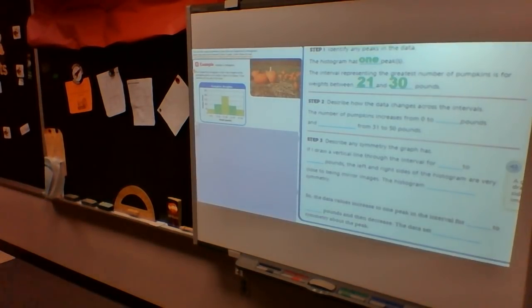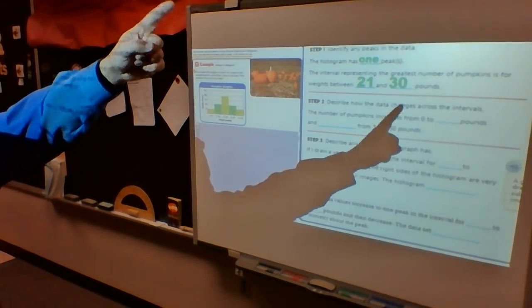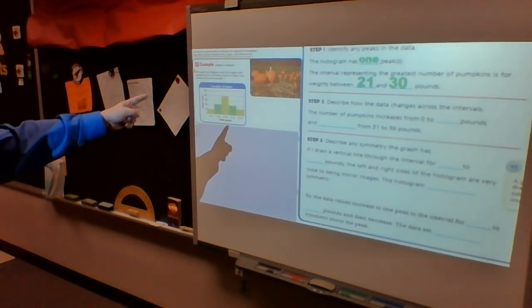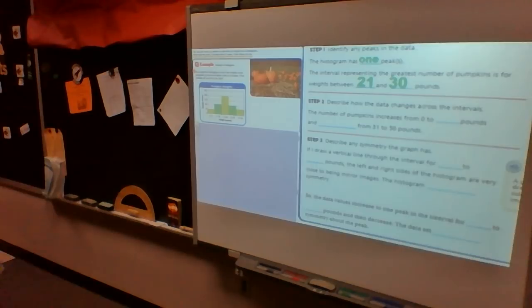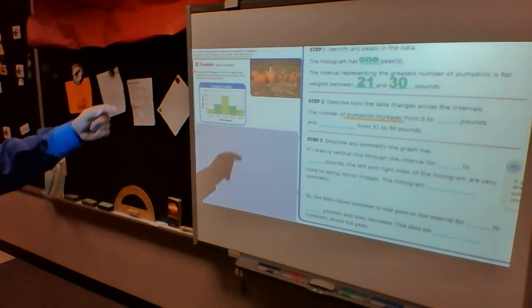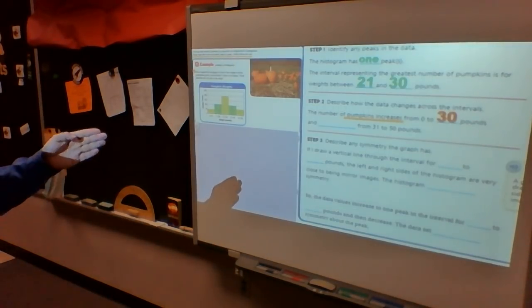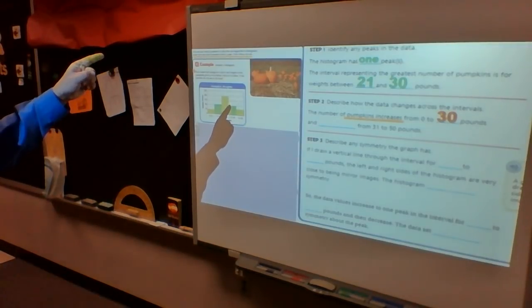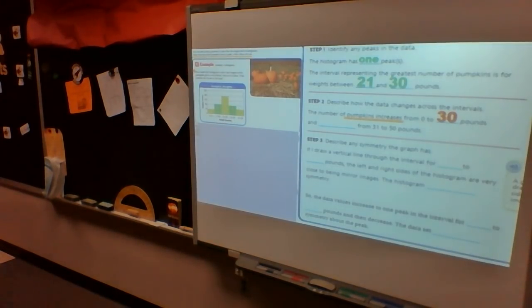Step 2 says describe how the data changes across the intervals. The number of pumpkins increases from blank to blank. Well, they tell me from 0 here. Well, what does it go to? In increasing, I'm going all the way up to a 30 because that tells me it's a 30 right there. So I know I'm going to be increasing from 0 up to 30. And blank from 31 to 50. So if I go to the 31 and I go to the 50, what happens to my chart there? It simply decreases or it goes down.